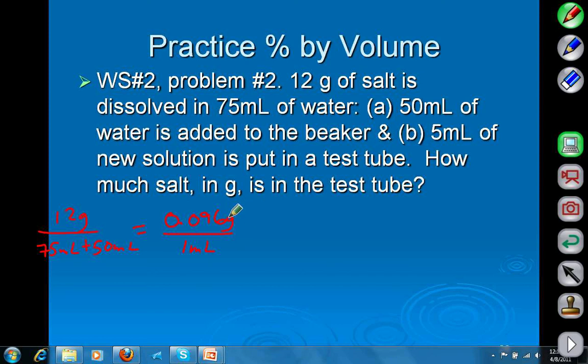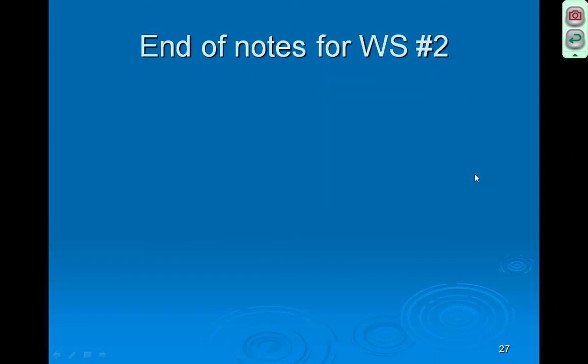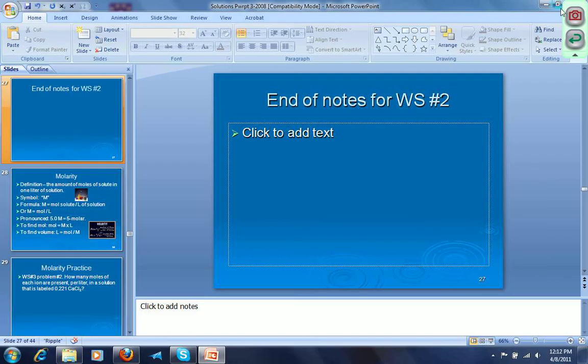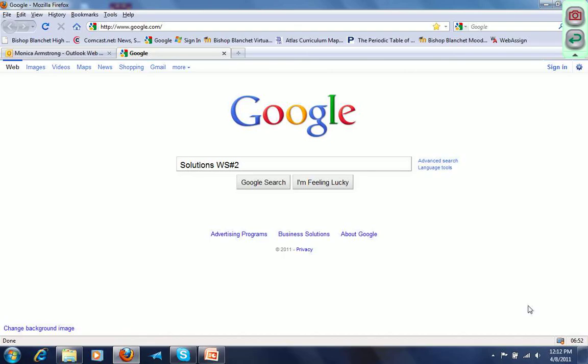So if you have 5 increments of that, you could add 0.096 up 5 times, or you could simply just multiply by 5 because you have 5 milliliters of it. Look at this. The 5 milliliters cancels those milliliters, and you end up with 0.48 grams of the salt in the test tube. Can you see that salt? Not necessarily with your eyes, but it is in there, and it would probably taste salty. Those are the end of the notes for worksheet 2.